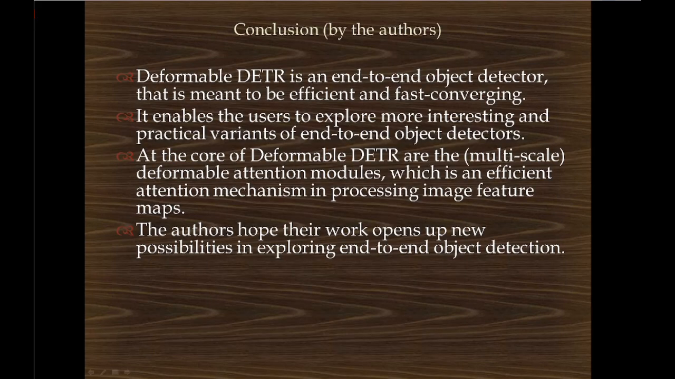In conclusion, the authors say that the deformable DETR is an end-to-end object detector that is meant to be efficient and fast converging. It enables the users to explore more interesting and practical variants of end-to-end object detectors. At the core of the deformable DETR are the multi-scale deformable attention modules, which are an efficient attention mechanism in processing image feature maps. The authors hope their work opens up new possibilities in exploring end-to-end object detection.